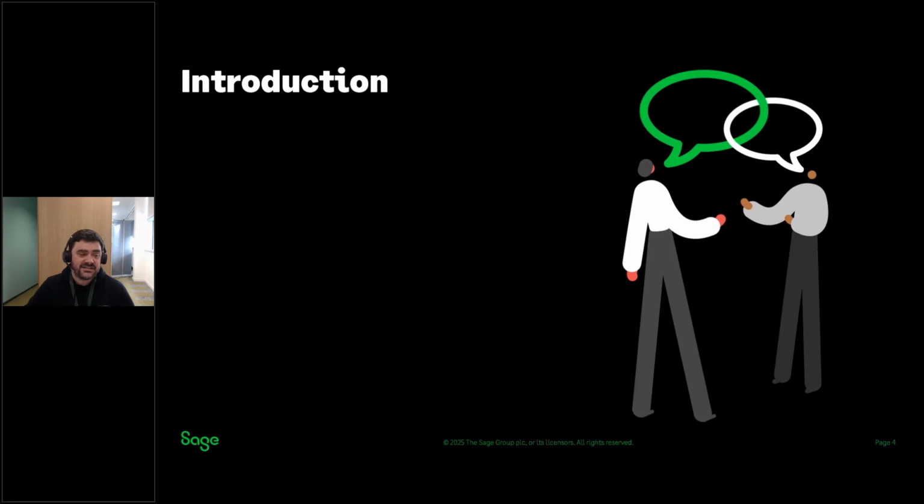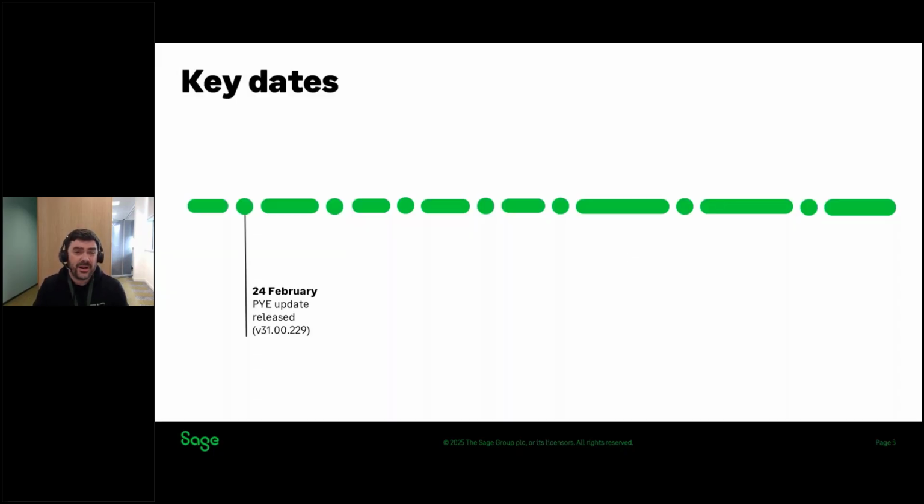I'm going to run through your payroll year-end key dates and deadlines. We're going to do this across a timeline, which is going to start back on the 24th of February, which was the date that we released your payroll year-end update. It has been available now for nearly a month. But about a week after that original release, we did release a new build of the software, which just fixed a couple of minor issues experienced by a small number of customers.